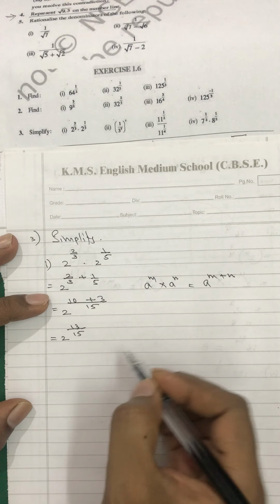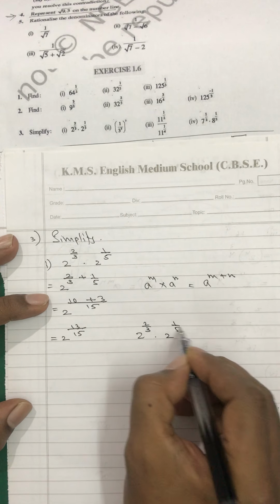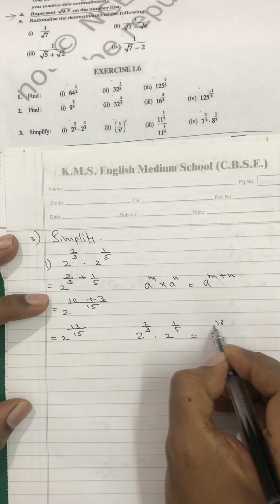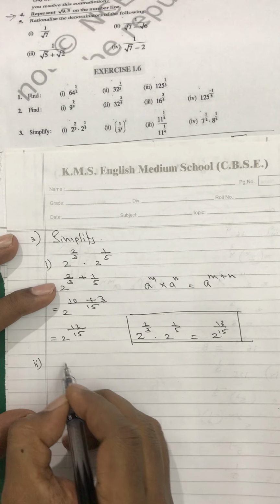I can write it like this if you want. 2 raised to the power of 2 upon 3 into 2 raised to the power of 1 upon 5 is equal to 2 raised to the power of 13 upon 15. You can write the answer if you want. This is, of course, anytime a good thing to follow.